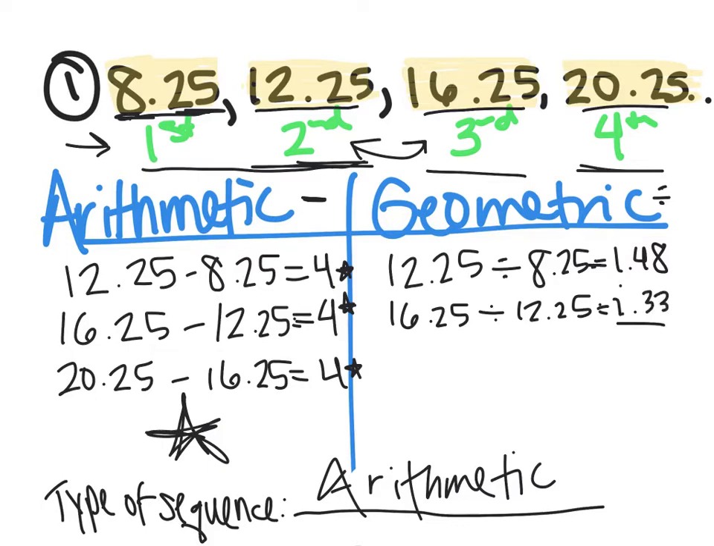Already, we can see that these two are different, so we know it's not geometric, but we're going to check the next two terms, the third term and the fourth term. So take the fourth term and divide it by the third term.